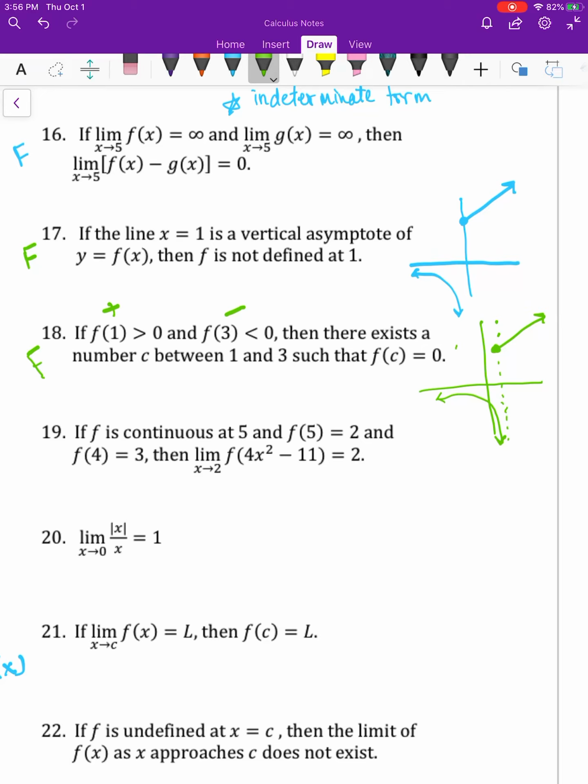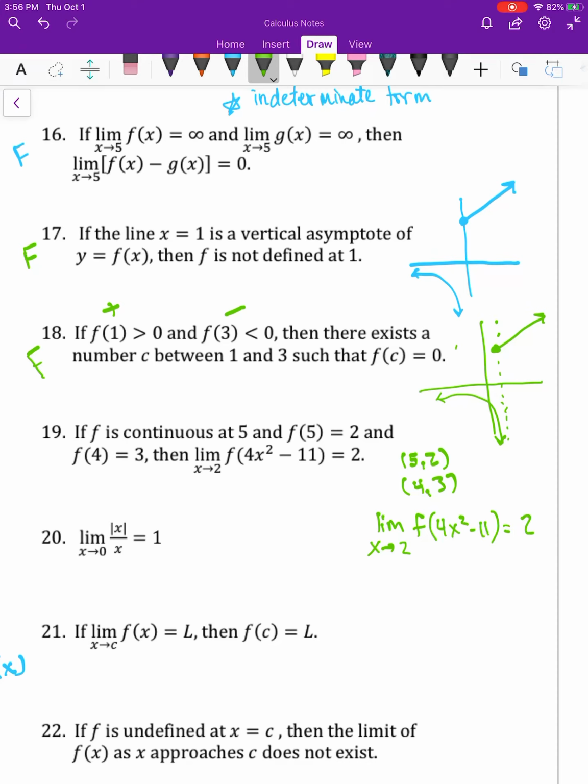19, if f is continuous at 5, and f of 5 is 2, okay, so that's the point 5 comma 2, and f of 4 is 3, so that's the point 4 comma 3, then the limit as x approaches 2 of f of 4x squared minus 11 is 2. So we have to figure out if this is true. So I'm going to solve this. I'm going to put a question mark here. We want to know if it is true.